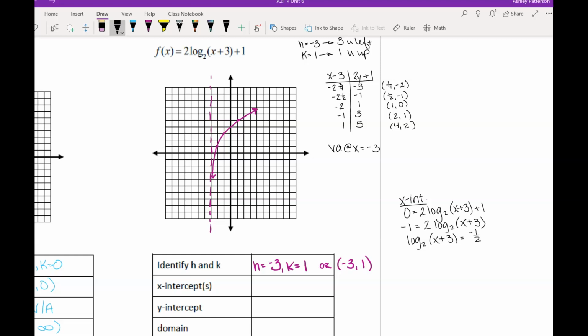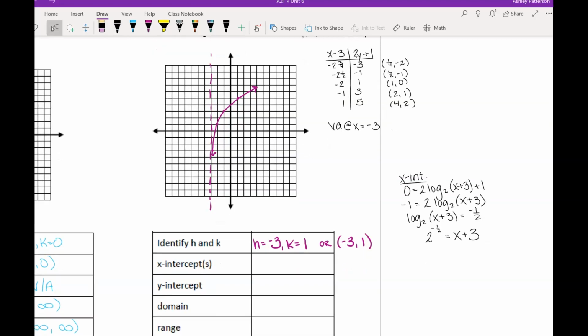Well, shoot. I have a logarithm of my variable equal to a number. Remember skill 4? When we were introduced to logarithms? That's right, ladies and gentlemen. We can rewrite this exponentially. What? The base is 2. The exponent is -1/2, and it equals x plus 3. Oh, beauty of mathematics.